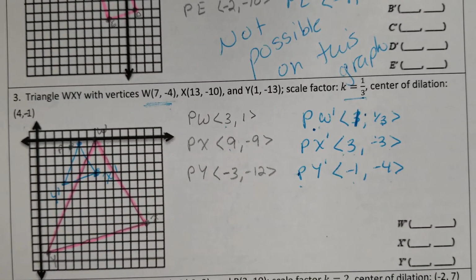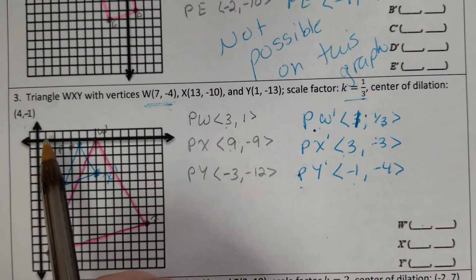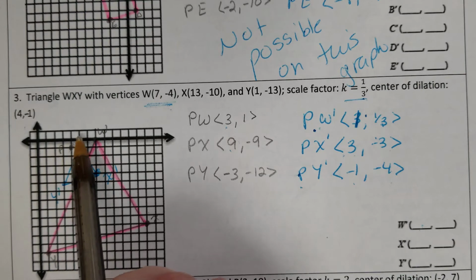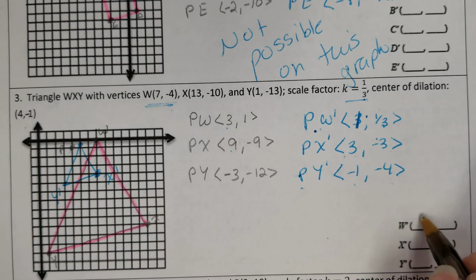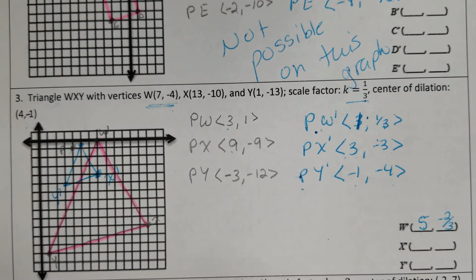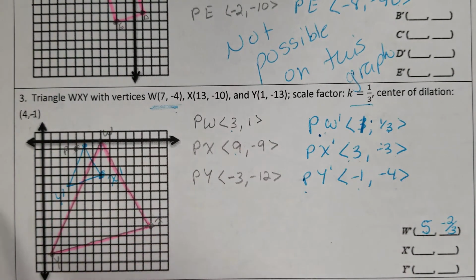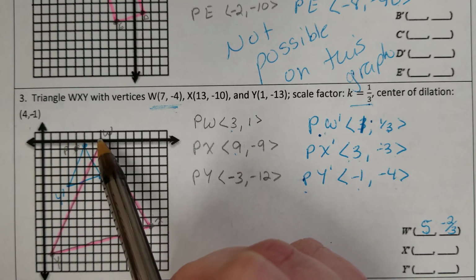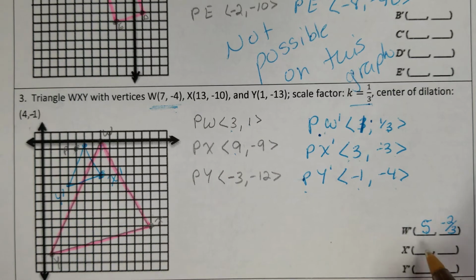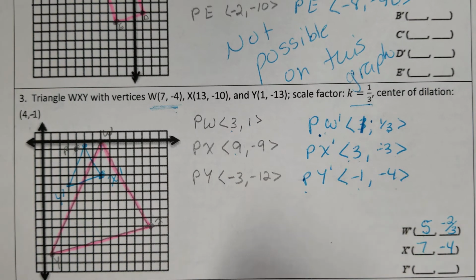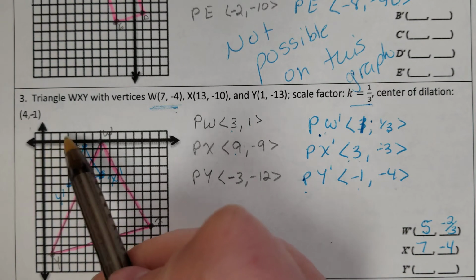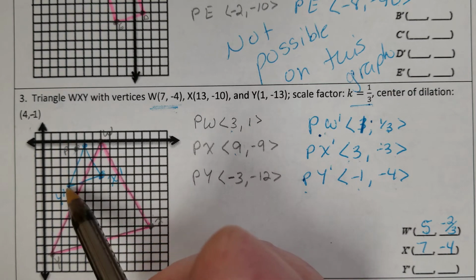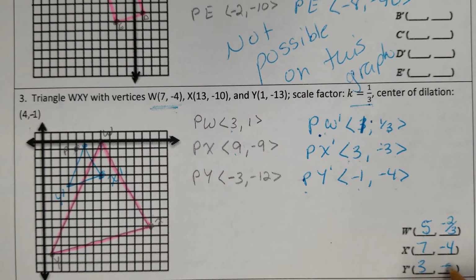All right. So we need the coordinates. The coordinates of W should be 1, 2, 3, 4, 5. So we have 5 and negative 2/3, I believe. And then X. So we have 1, 2, 3, 4, 5, 6, 7. 1, 2, 3, 4. So we have 7, negative 4. And then Y. 1, 2, 3. And then 1, 2, 3, 4, 5. So we have 3, negative 5. All right.